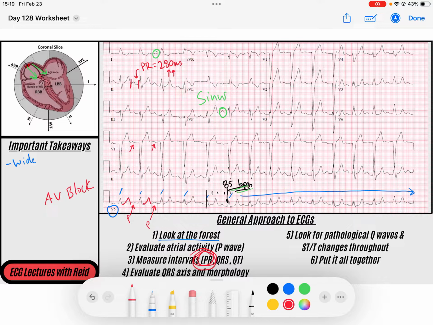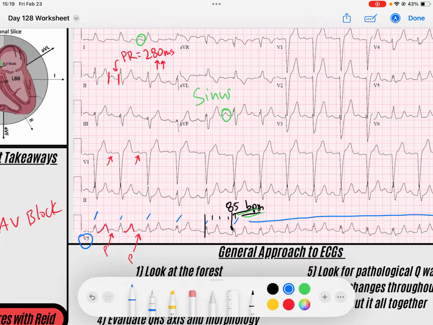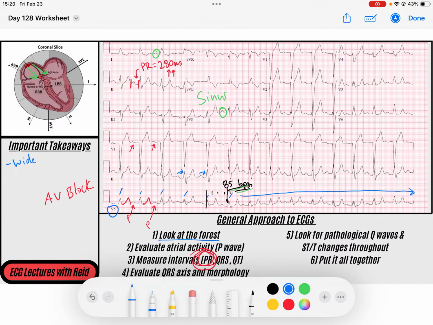It's our job to determine, is this a first, second, or third degree block? Well, does every P wave conduct to a QRS? So far, it appears to be that way, right? I see P wave, QRS, P wave, QRS. I don't see any extra P waves, right? And there are no dropped beats. As I scan through this entire rhythm, I don't see any dropped beats. So because of that, we can call this a first degree AV block, right? Let me write that a little better. We've got a first degree AV block, right? We're just taking a little longer for the AV node to do its thing.